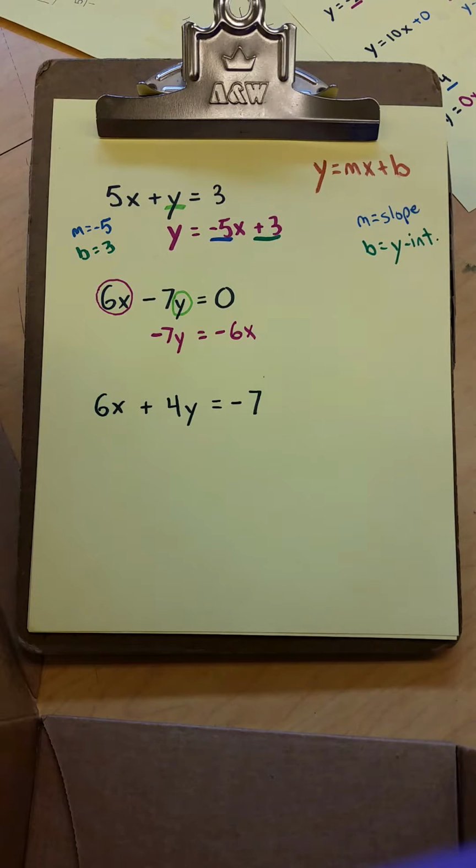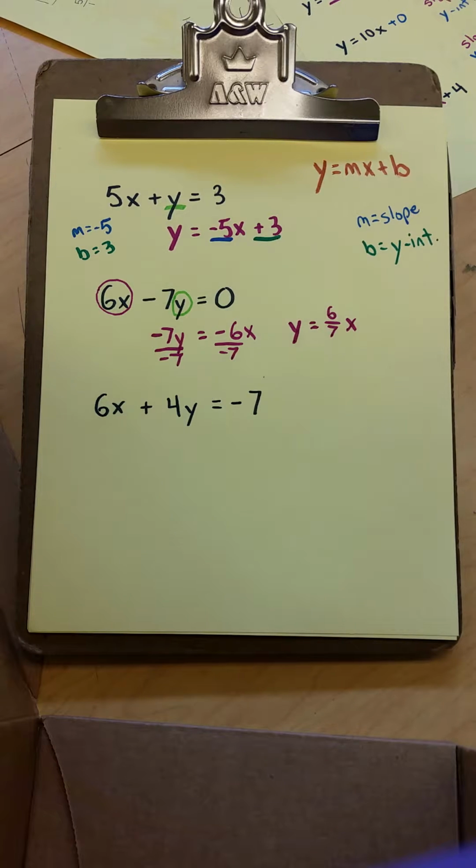How do we get rid of a times negative 7? We can divide by negative 7. What we do to one side, we do to the other. This leaves us with y equals 6/7 x. Negative divided by negative is positive.